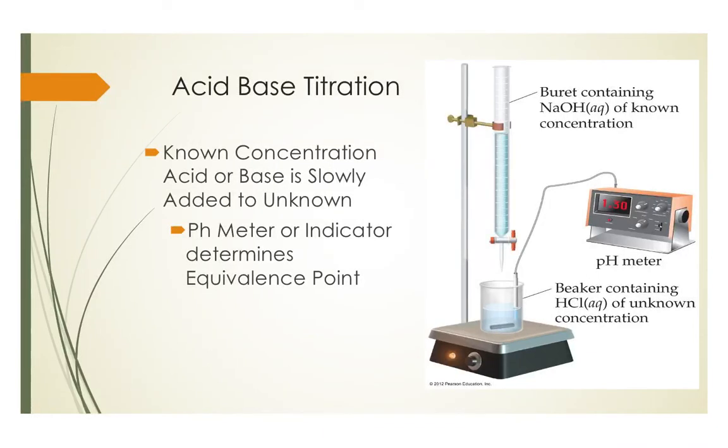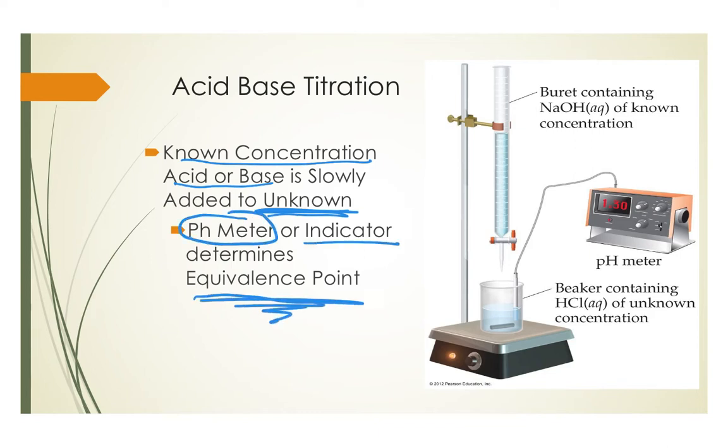All right, so when we talk about acid-base titration, essentially what we're doing is we're taking an acid or base that we know the concentration of, and we add that to some acid or base that we don't know the concentration of. We monitor the reaction with either a pH meter or an indicator that determines what's called the equivalence point.